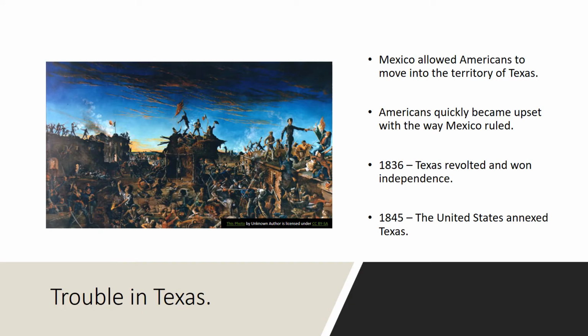We also have some trouble in Texas. Now, Mexico is going to allow Americans to move into the territory of Texas, but Americans quickly became very upset with the way that Mexico ruled them. So in 1836, Texas revolted and won independence. This picture here shows you the Battle of the Alamo. You may have heard that before, but it's where some Americans held out against Mexican forces. The Alamo would become a symbol and a kind of battle cry for Americans to go to war against Mexico once the United States annexed Texas in 1845.